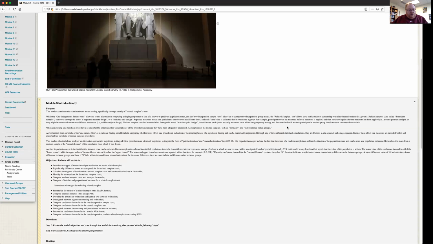For example, here we have the bracket with LB and UB. When the confidence interval for the mean difference contains the value 0, then that indicates insufficient evidence to conclude a difference exists between the groups. A mean difference value of 0 indicates there is no difference between groups, and thus if 0 falls within the confidence interval determined for the mean difference, then we cannot claim a difference exists between the groups.